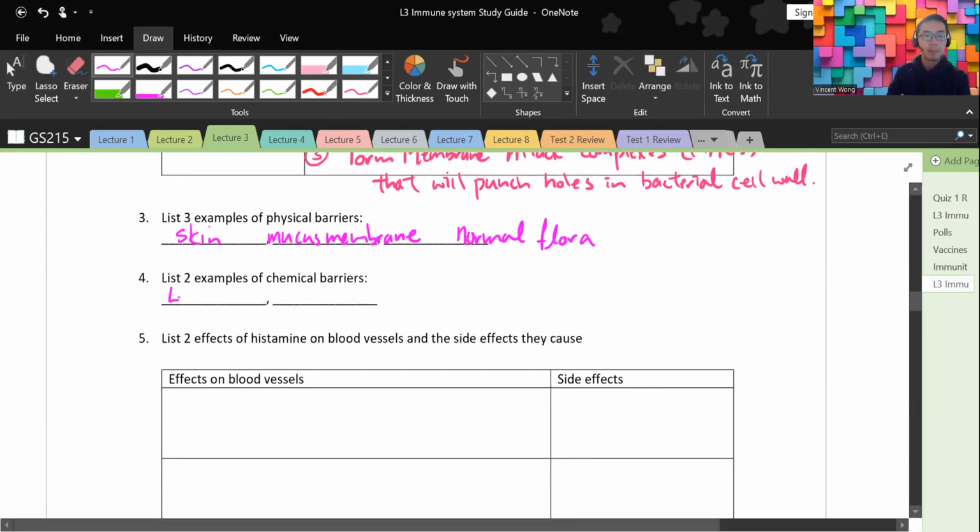Examples of chemical barriers: low pH, right? Lysozymes.